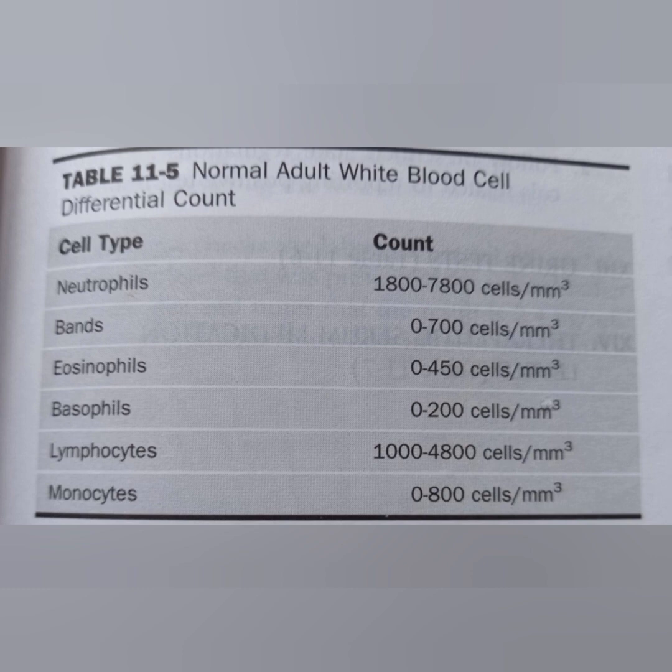And normal white blood cell counts: neutrophils 1800 to 7800 cells per cubic millimeter, eosinophils 0 to 450 cells per cubic millimeter, basophils 0 to 200 cells per cubic millimeter, lymphocytes 1000 to 4800 cells per cubic millimeter, and monocytes 0 to 800 cells per cubic millimeter.